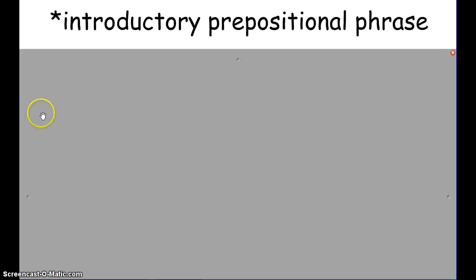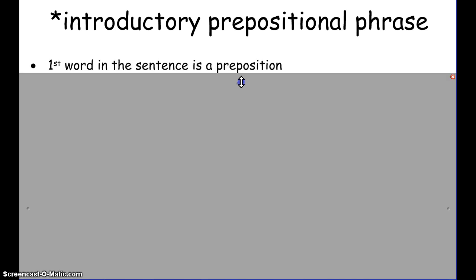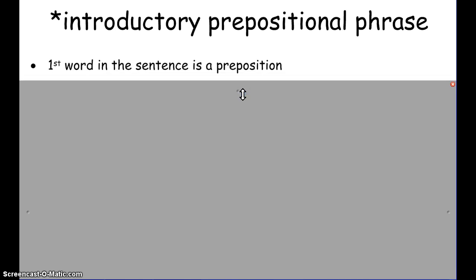So the first type of sentence we really have talked about already. You've been asked to incorporate them into the last couple writings that we've done, and that is an introductory prepositional phrase. We started the year talking about prepositional phrases. The only difference now is that we're talking about putting them at the beginning of the sentence. So what do you look for? Well, the first thing that you should look for in the sentence is a preposition. Should be one of those words that we memorized at the beginning of the year.